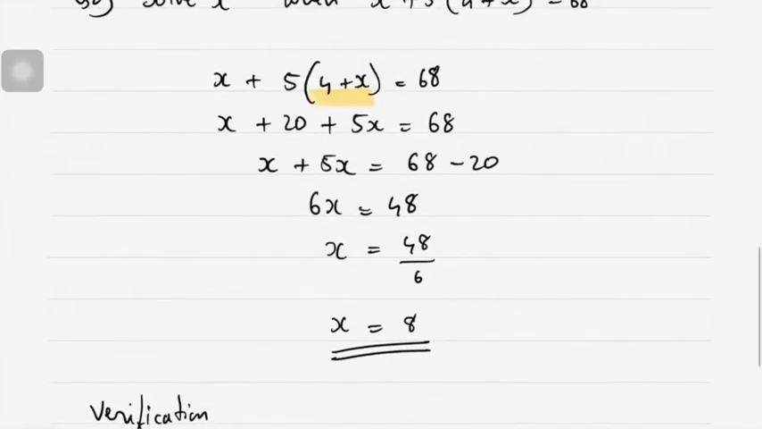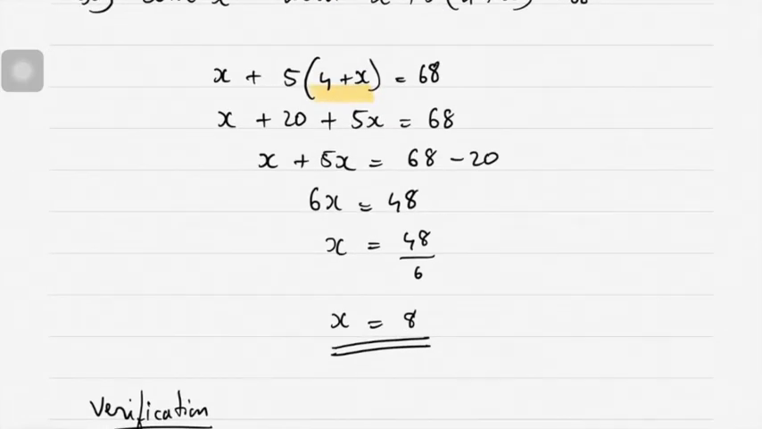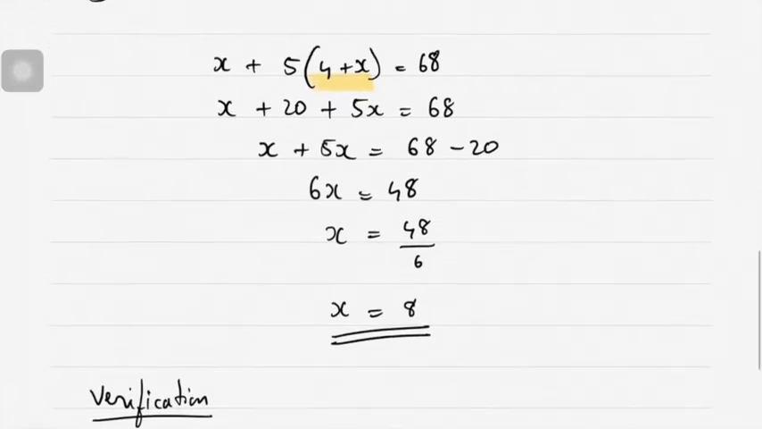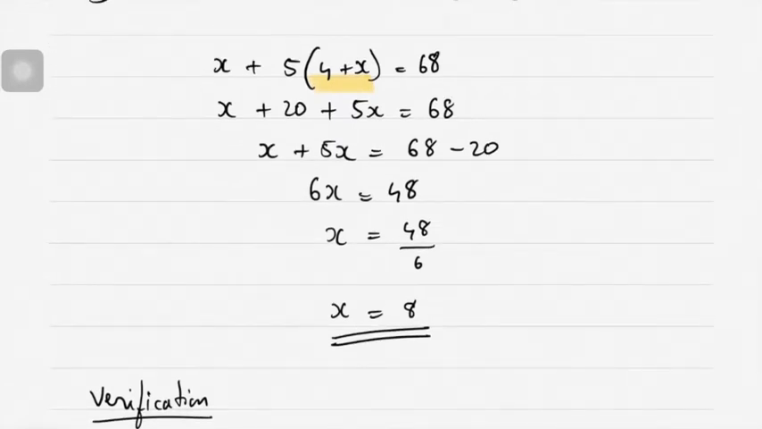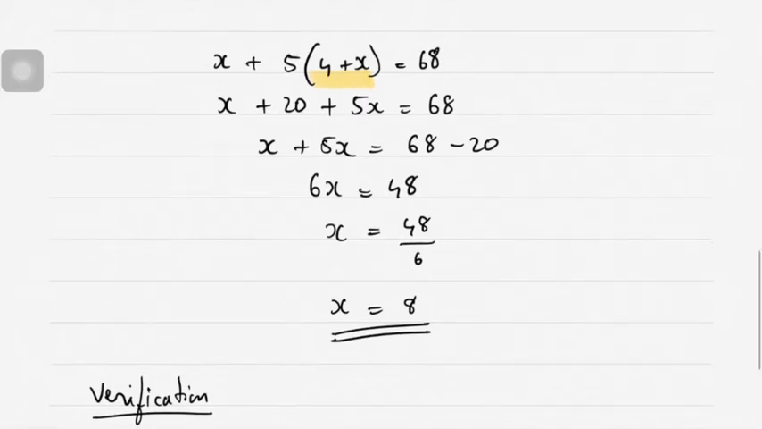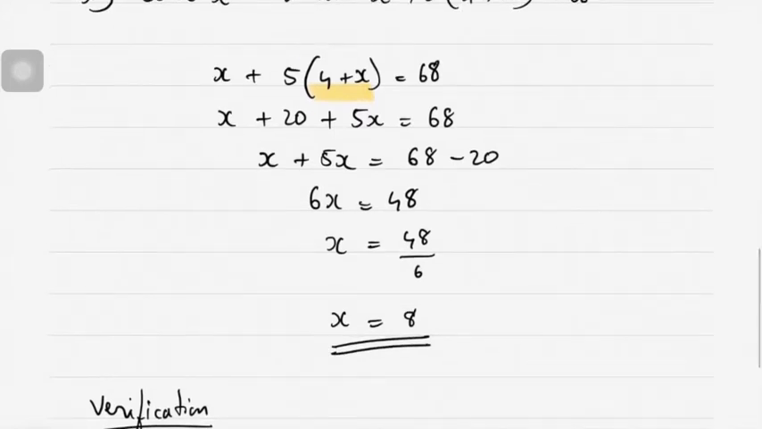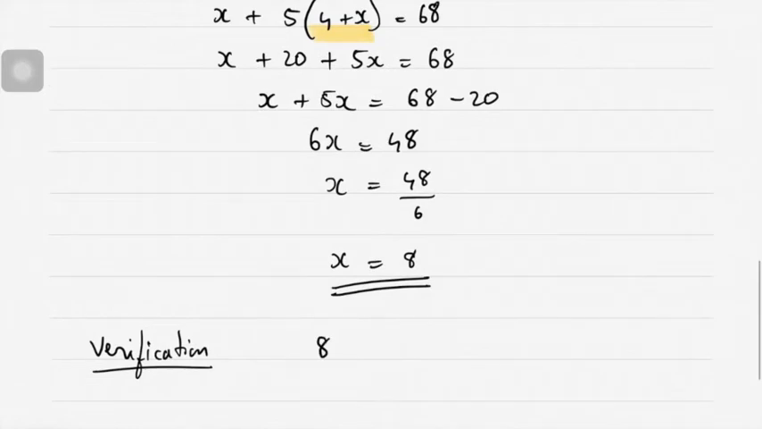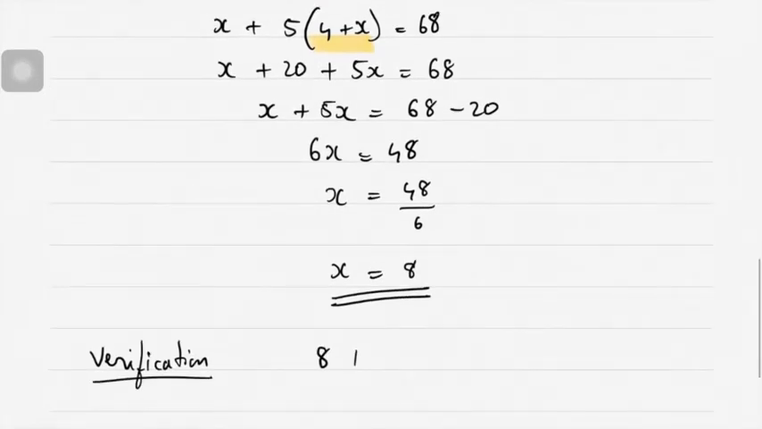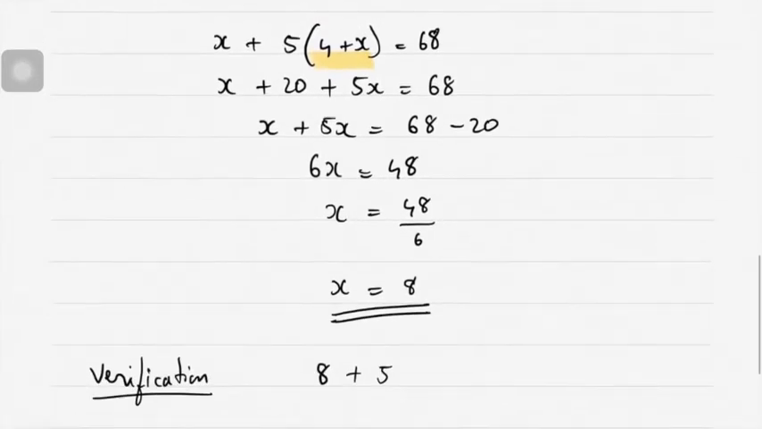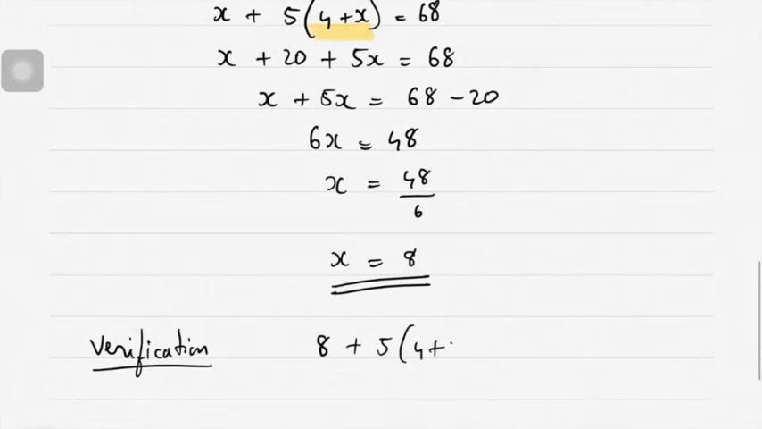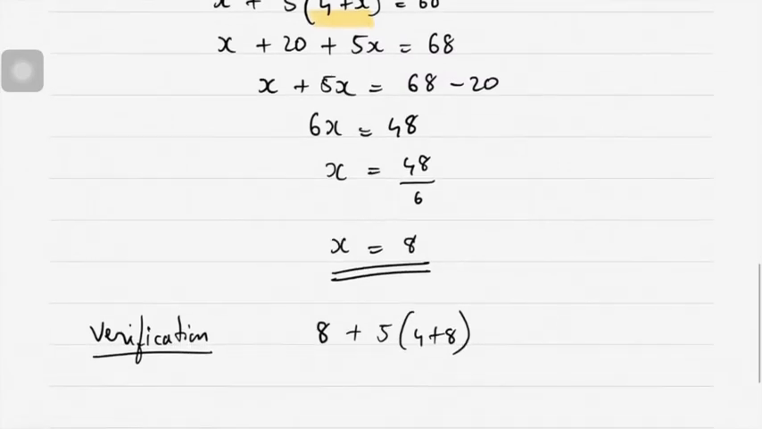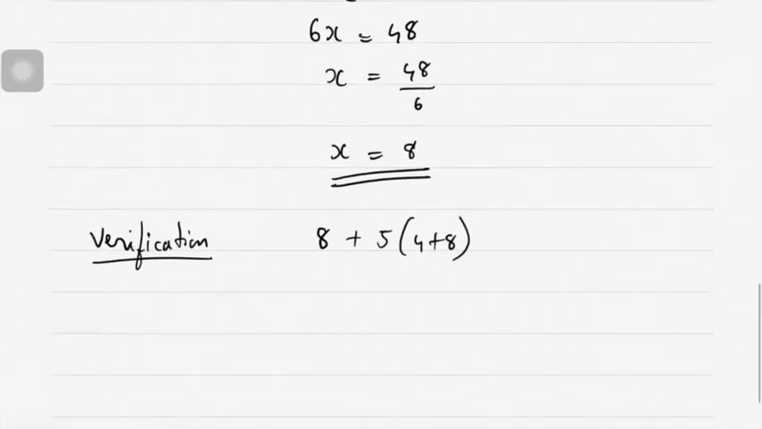So one equation is given, equal to 68. Let's see whether that equation is equal to 68. The equation is x plus 5 in the bracket 4 plus x, right? Instead of writing x, I'll write 8. So 8 plus 5, 4 plus 8, right? That is the left hand side. So left hand side I have written.